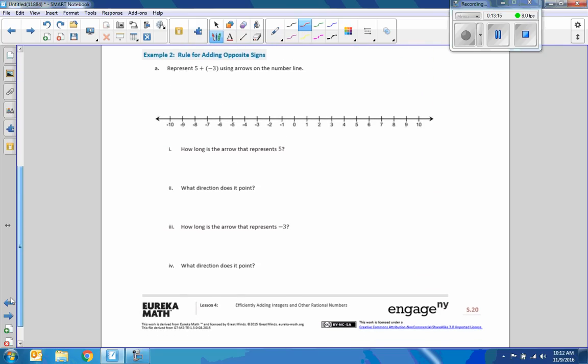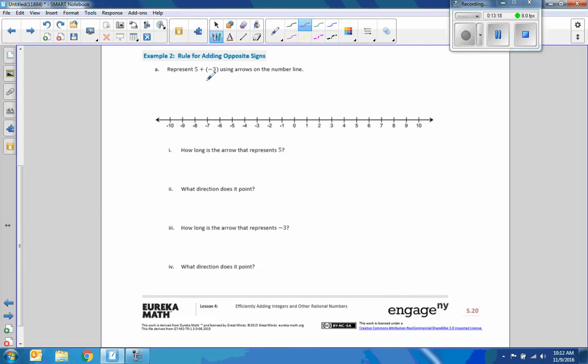Example 2. Rules for adding opposite signs. Represent 5 plus negative 3 using arrows on the number line. So we start at 0, went to the right 5, then we added negative 3, which tells us to go left 3, and we get to the location of our answer, which is 2. So my equation is 5 plus negative 3 equals 2.